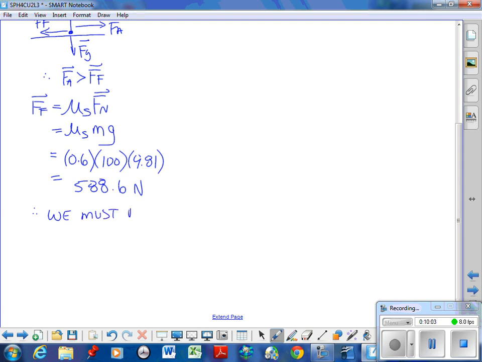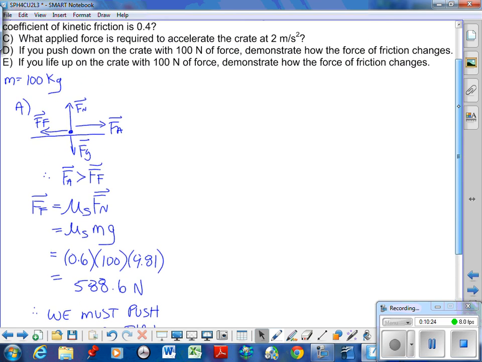So therefore, we must push with more than 588.6. All right, so if you push with 588.7, it will start to move. So you have to beat that or get above that threshold in order to get this object to move. Okay, we need that force greater than friction.